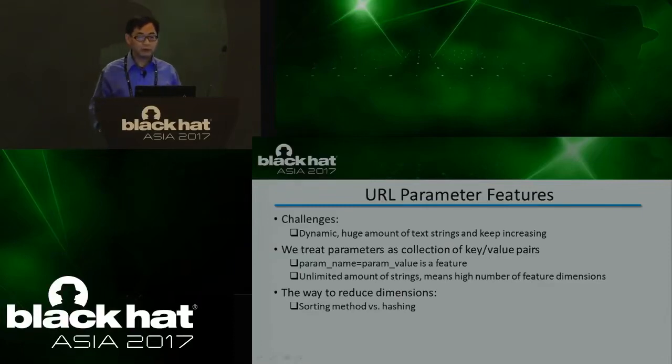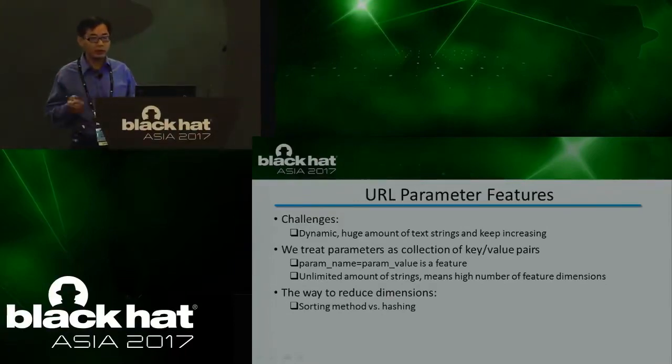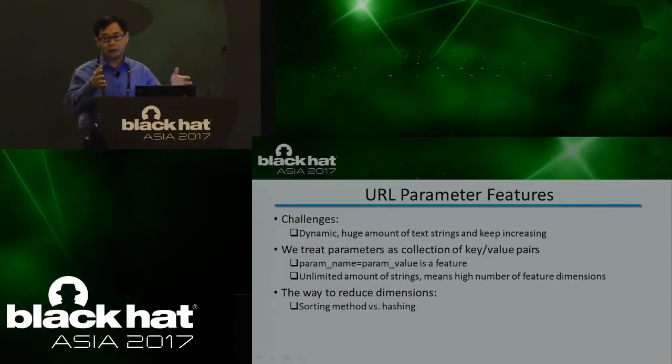When we talk about features, we're talking about one pair of parameter name equals parameter value. So this could be anything, like userID equals ABCD. In order to do effective machine learning, we need to figure out a way to reduce these dimensions. Otherwise, it becomes impossible. For example, if on a device you try to convert the URL text to features, and you look at all the features collected, it's a computational disaster.